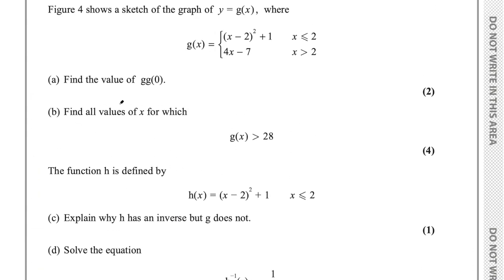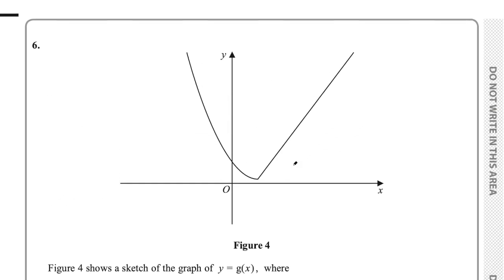Part B says find all values of x for which g of x is greater than 28. So I'm going to do this algebraically, but I'm going to also check the graph first to get a rough idea of where my answers will be. So we're looking for y values greater than 28. Let's say 28 was here. I have no idea if it would be, but let's say it was. We are looking for the y values when the graph is above this.